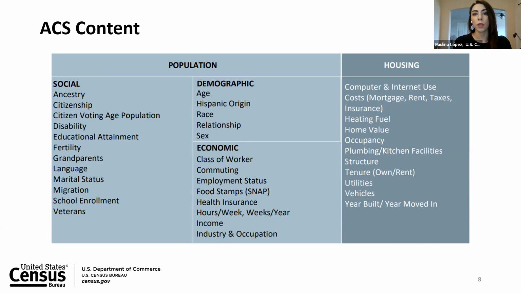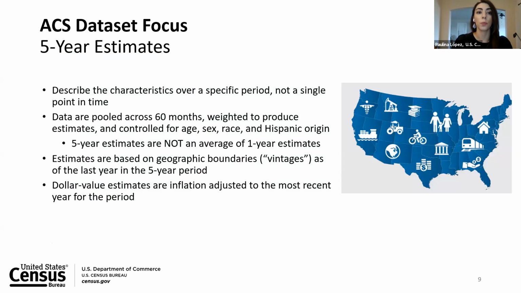And in terms of housing, and this is especially important if you're working with HUD or any other federal agencies that use housing information. You will also find computer and internet use, which we know the federal government has been pushing some programs on that and grants, especially for Native American and Alaska Native areas. So computer and internet use, home values, occupancies, structures, utilities, and when were those properties built.